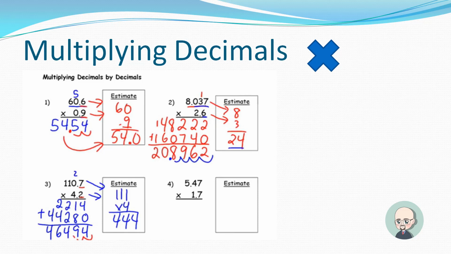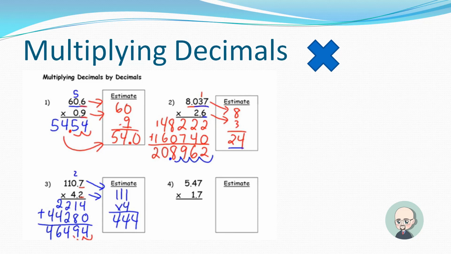The next one, 8.037 times 2.6. We have three places after the decimal for 8.037. We have one place after the decimal for 2.6. Multiply it all out. Remember those four places after the decimal, so we go back those four places, and it comes up with 20.8962.